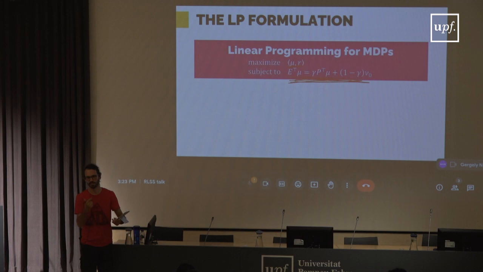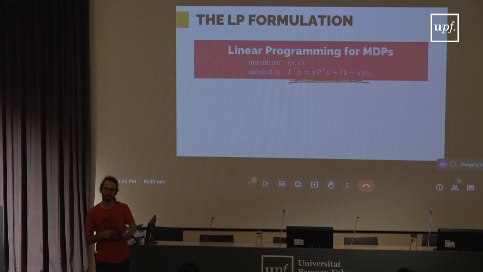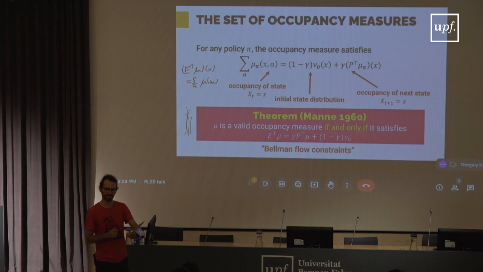So you said the constraint is necessary. Why is it sufficient? Sorry, say again? This constraint that you have. You showed that it's necessary. Why is it also sufficient? This is what this theorem is saying: mu is an occupancy measure if and only if it satisfies this system. That's a very important point.